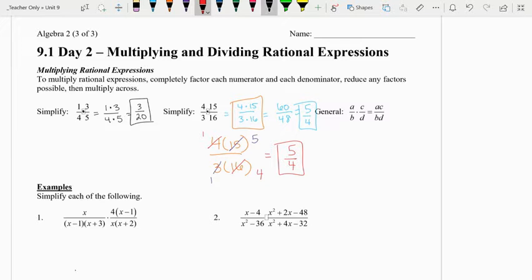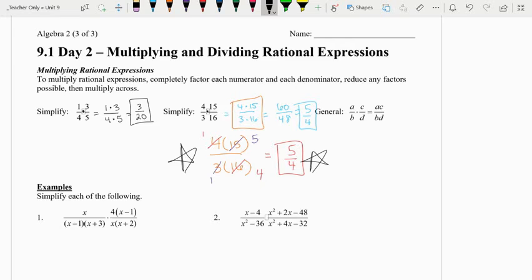Now you're welcome to do it either route. I do think that this second way that I showed you is better, especially for what we're doing today. Remember, you can cancel diagonally and vertically, just not with anything that is in the same spot, so not horizontally.